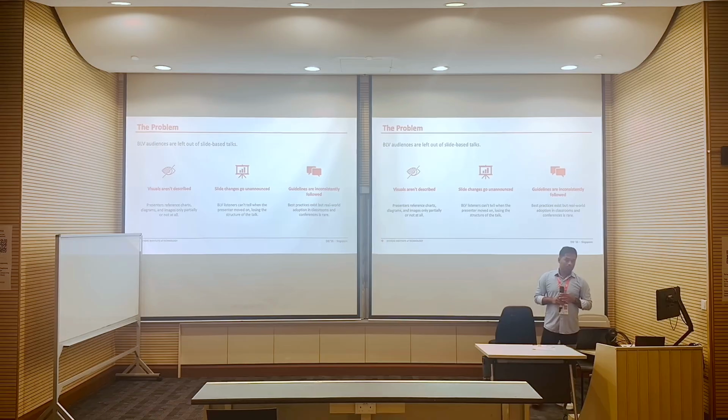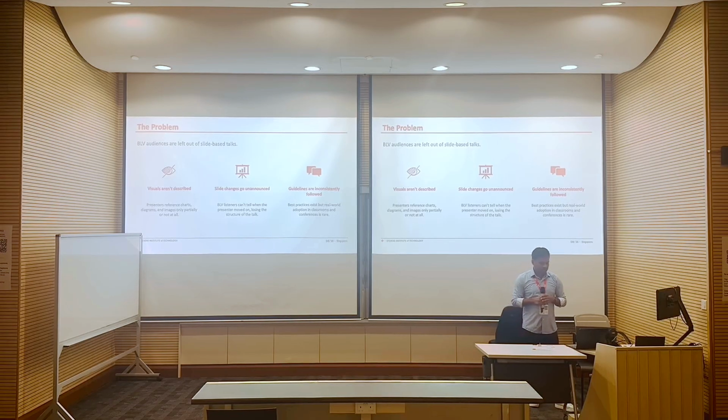Another problem we identified is that slide changes go unannounced. When I'm doing a talk like this and I change the slide, I never mention that I'm going to change it. Whoever can see the screen can understand that the slide is changing. But the blind participant doesn't know when the slide is changing, so sometimes they get confused about whether they should concentrate on the current slide or the speaker has moved to the next slide. That's the main problem for blind and low vision participants.